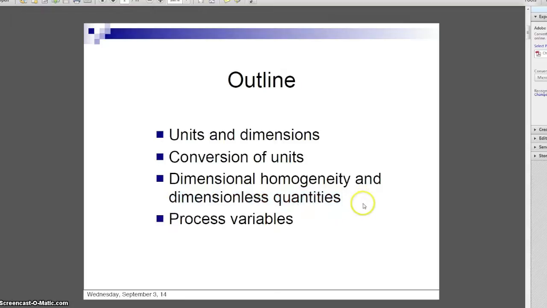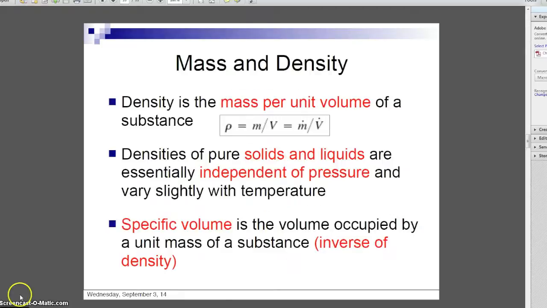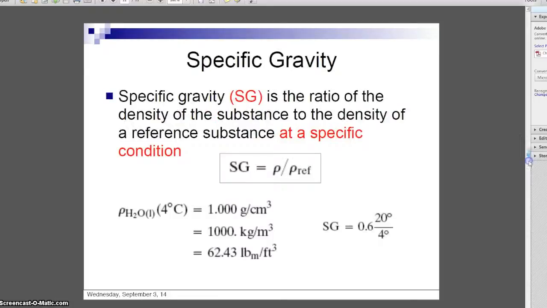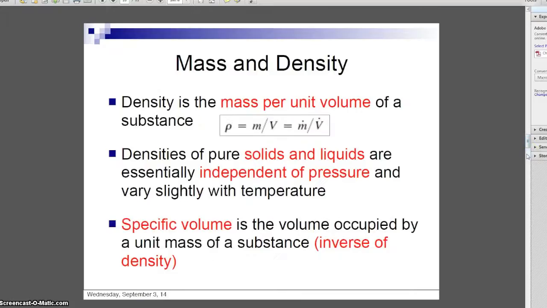Alright, so let's now go to the process variables. Process variables in the textbook is in chapter 3. Now let's look at the process variable section, and first we will discuss density, and next is specific gravity. So we'll discuss these two.